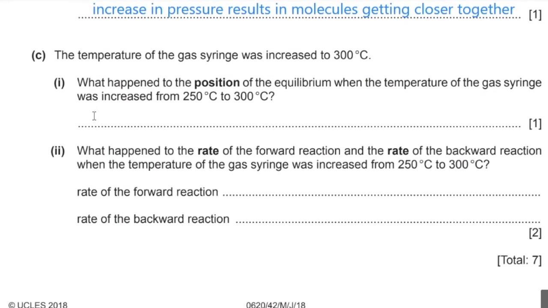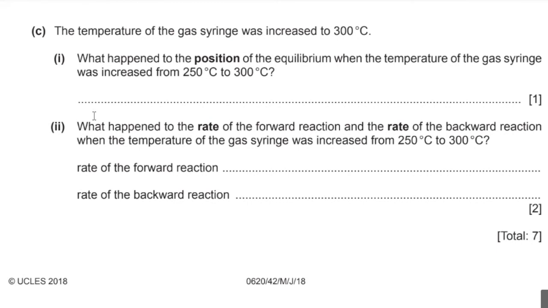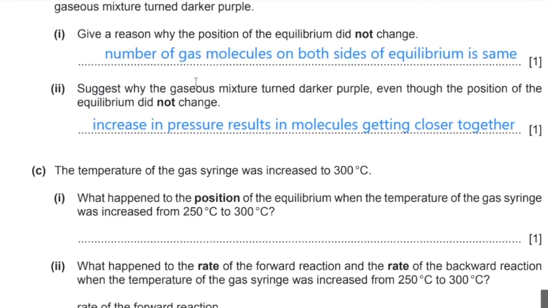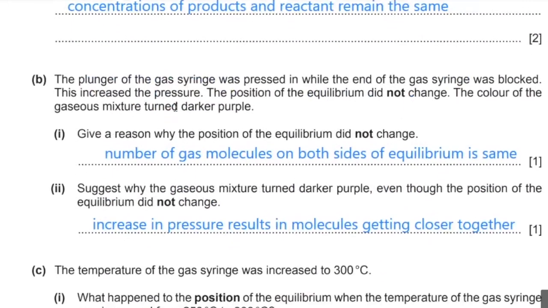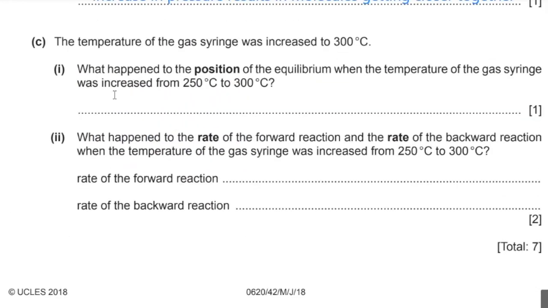C. The temperature of the gas syringe was increased to 300 degrees Celsius. 1. What happened to the position of the equilibrium when the temperature of the gas syringe was increased from 250 degrees Celsius to 300 degrees Celsius? Right. So as the question states, the forward reaction is exothermic, and that means increasing the temperature would favor the backward reaction, which is endothermic. In other words, equilibrium shifts to the left.